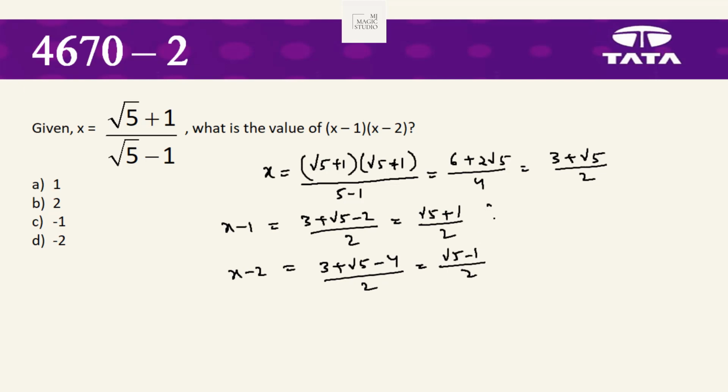Now if we multiply these two, we can see the numerator is a plus b upon a minus b, that is a square minus b square. 5 minus 1 upon 2 into 2 is 4. So that will be 4 by 4, that is 1. That means the value of x minus 1 into x minus 2 is 1. We have that in option A.